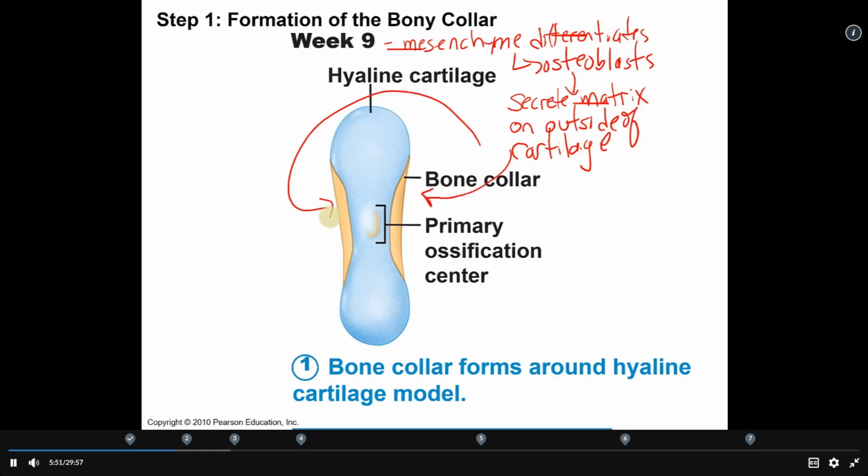Now the matrix hardens, and you end up with what they call a bony collar. It's kind of like a collar around someone's neck. So this is the first thing that happens. And the way I remember this is, the first thing is called formation of the bony collar. That triggers me to think, oh, okay, that's the osteoblast laying down the matrix on the outside here of what would be the diaphysis, and then when it hardens, you get this thing that looks like a collar.